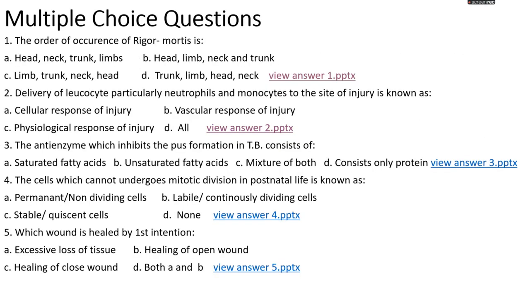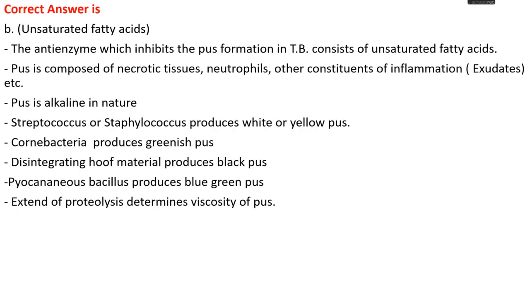Question number three. The anti-enzymes which inhibit pus formation in tuberculosis consist of: option A, saturated fatty acids, option B, unsaturated fatty acids, option C, mixture of both, option D, consist only of protein. The right answer is option B, unsaturated fatty acids. The anti-enzymes which inhibit pus formation in tuberculosis mainly consist of unsaturated fatty acids.